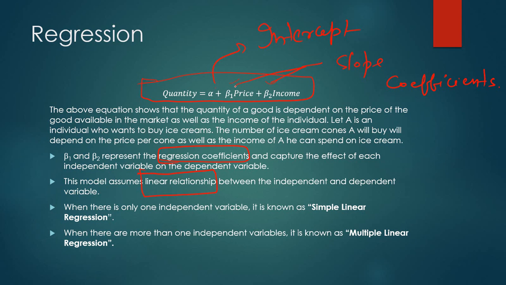Price and income, we call those independent variables, or you can also call them features. Statistics people call them independent variables. In machine learning, normally people call them features. Quantity is known as a target variable or dependent variable. Quantity is the dependent variable. I also call it the target variable.